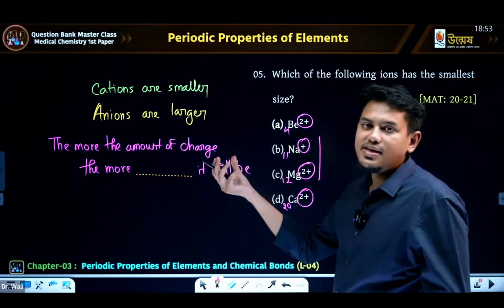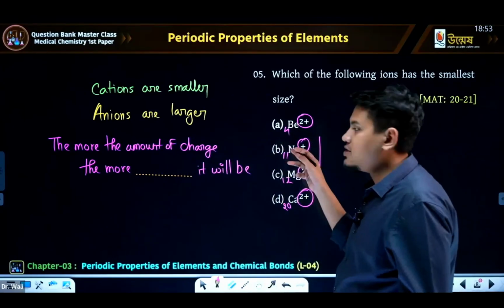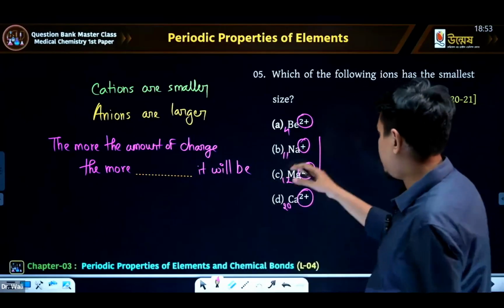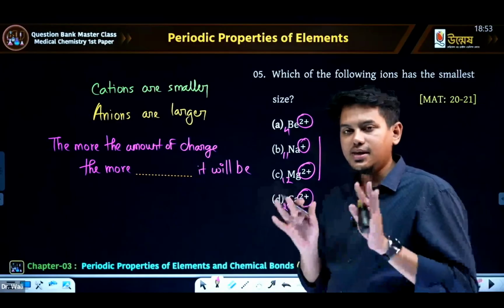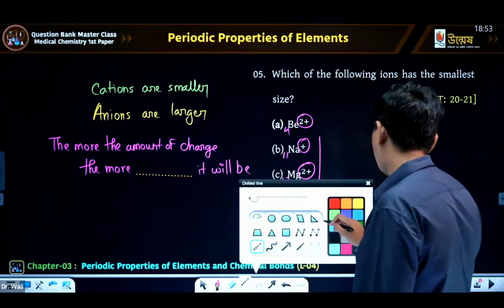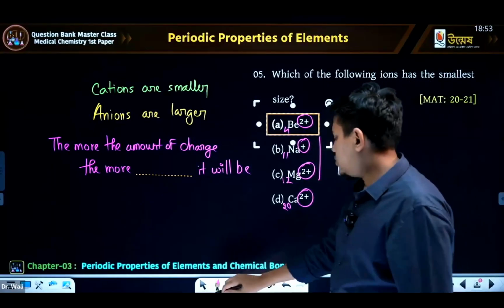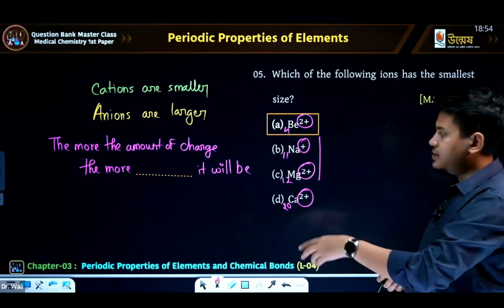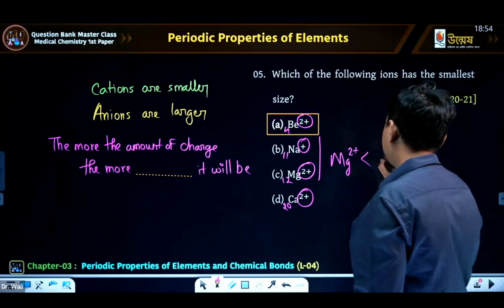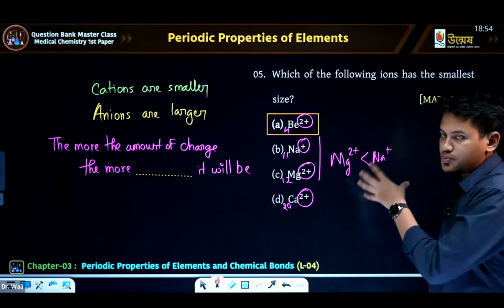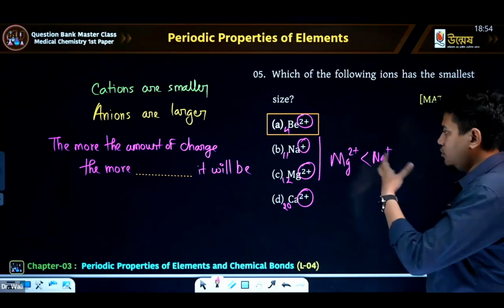Why? Because it lacks the third shell, which is present in the sodium atom but not present in the sodium ion. Beryllium 2+ has fewer electrons and fewer protons, so we can easily assume that it is the smallest one. Now if you try to solve which one is smaller, sodium or magnesium, these two are isoelectronic. In between these two, magnesium 2+ will be smaller than sodium ion. Why? Because cations are smaller, and the more the charge of the cation, the smaller it gets.